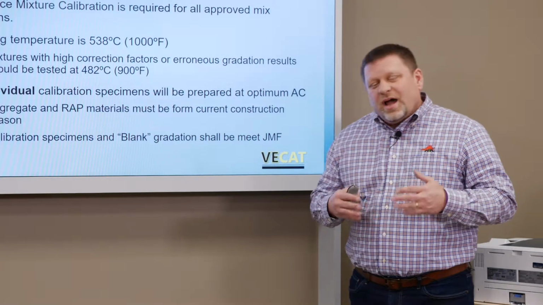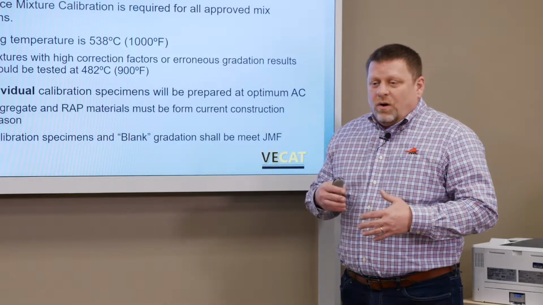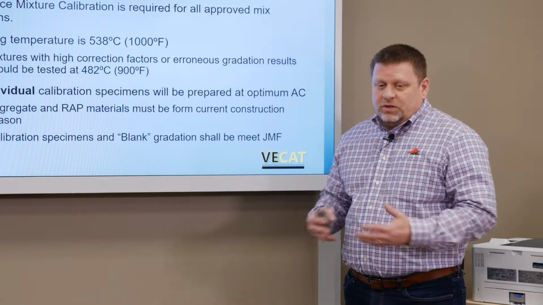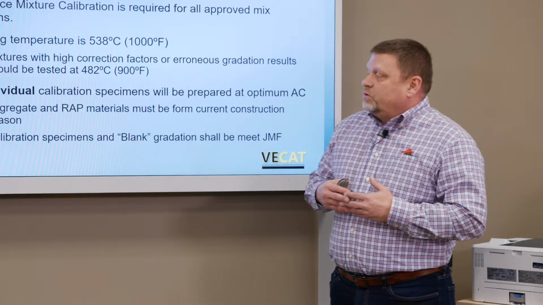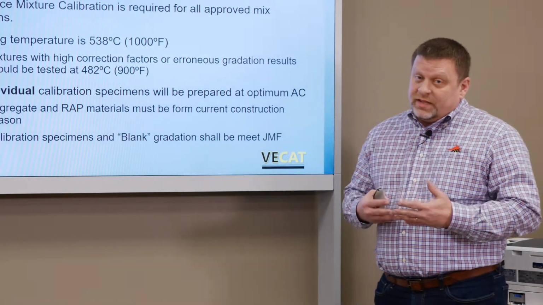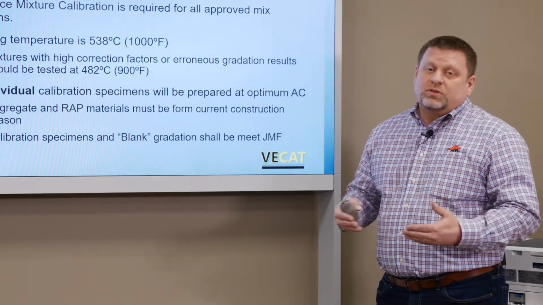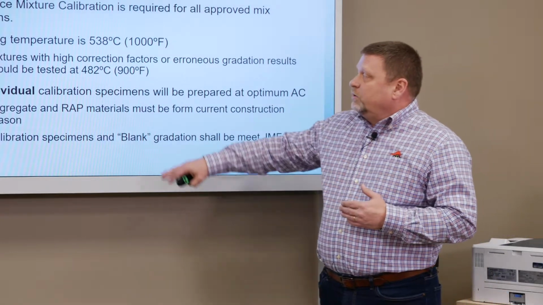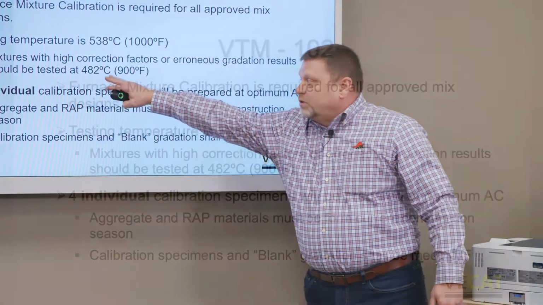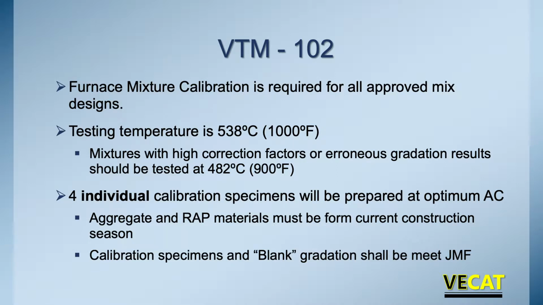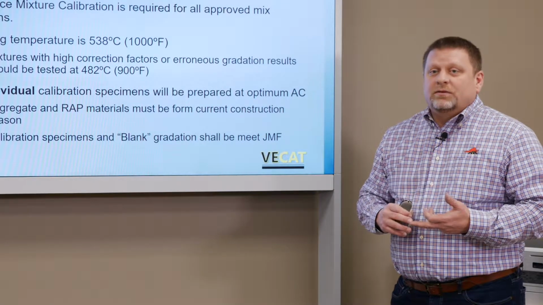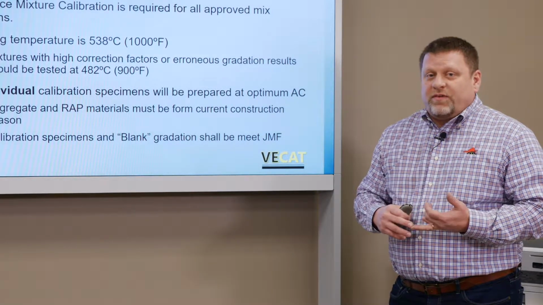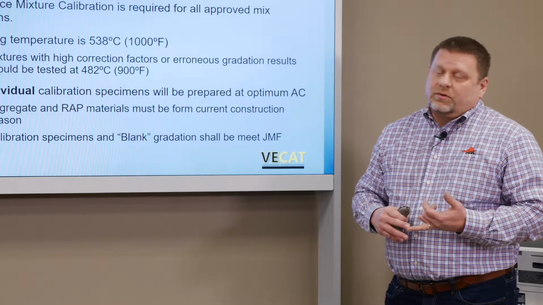But if you have a really high correction factor, or something that would cause your correction factor to be high, which is a large breakdown in aggregate, you do have the right, and I would actually suggest, because your test results will be more consistent, that you test at a lower temperature, 482 degrees Celsius. That is an approved alternate test temperature for any aggregate that has high breakdown or a real high correction factor for your furnace correction factor.